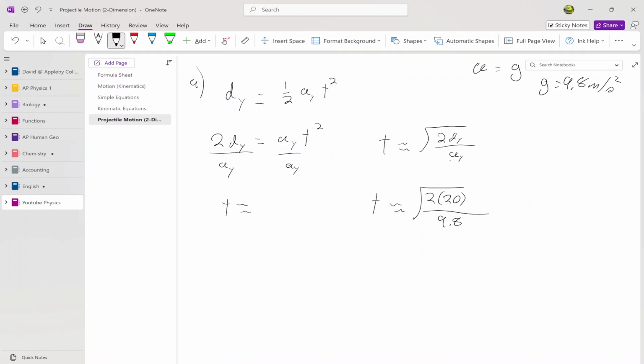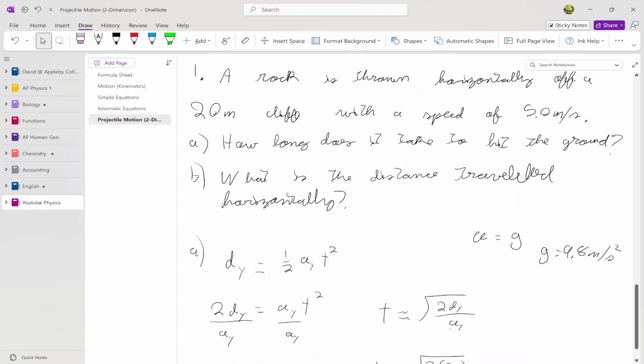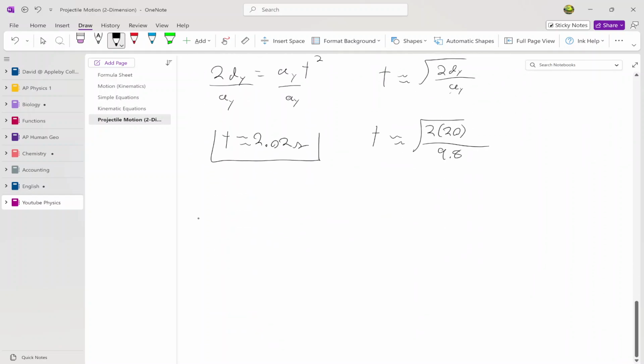So 2 times 20, 40, divided by 9.8, and then square root. So we have a time of approximately 2.02 seconds. All right, so that's the final answer for A. That makes sense as we just confirmed with how gravity works. And now, what is the distance traveled horizontally? All right, there we go.